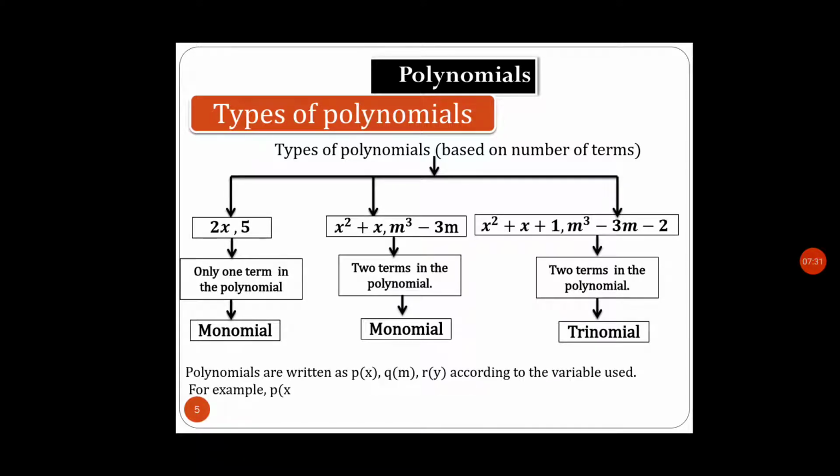Polynomials are written as p of x, q of m, r of y according to the variable. For example, p of x is equal to x squared plus x plus 1, or q of m is equal to m cubed minus 3m minus 2.